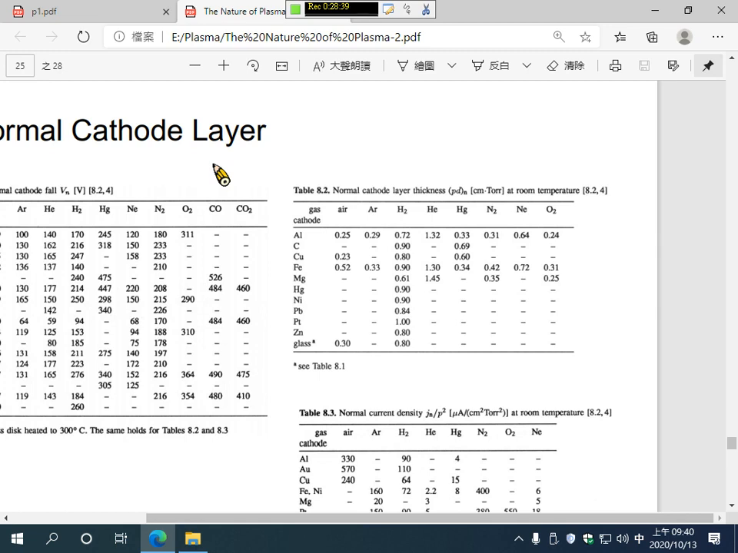Right. So for most systems, for example, if you generate hydrogen plasma and you use different cathode materials, the cathode layer thickness PD falls in this region, a little bit smaller than 1 centimeter torr, and here are other systems.